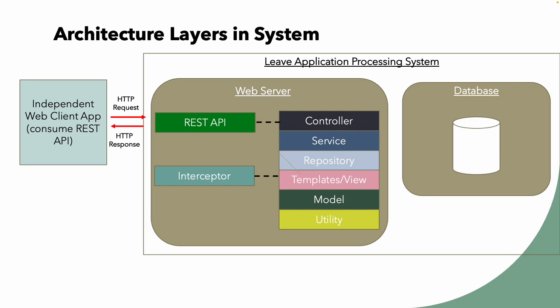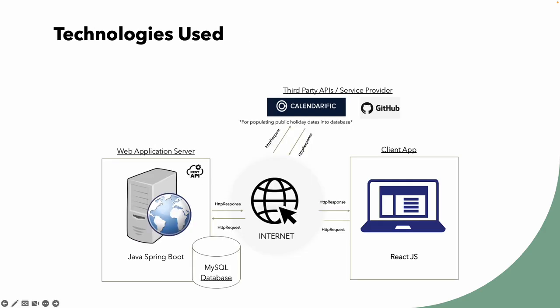In terms of technology, these are the key technological stacks used for the project. For the leave application system, we have built it using Java Spring Boot. The application would also call third-party APIs such as Calendarific. For the database, MySQL was used. In terms of code management, GitHub was used. Lastly, we have also built a client application using React.js to test the REST API in the leave application system.